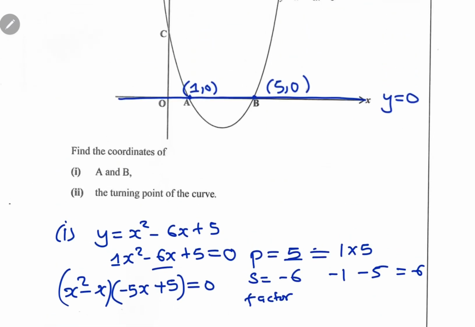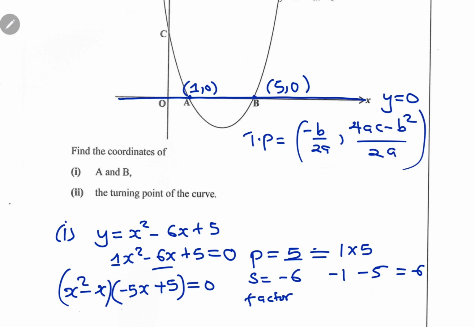Okay. Then the turning point of a curve. The turning point of the curve is equal to (-b over 2a, (4ac minus b squared) over 4a). Okay, so find the turning point. This question also I give to you. So try it out as you are answering, because that will help you also to study. So that is how you find the turning point.